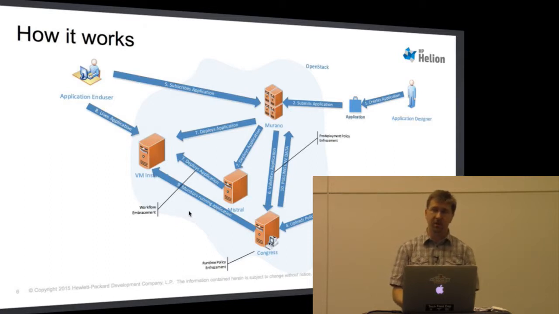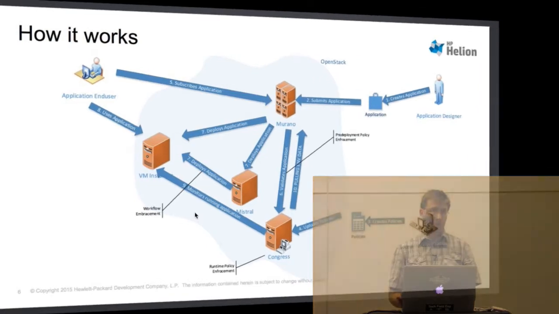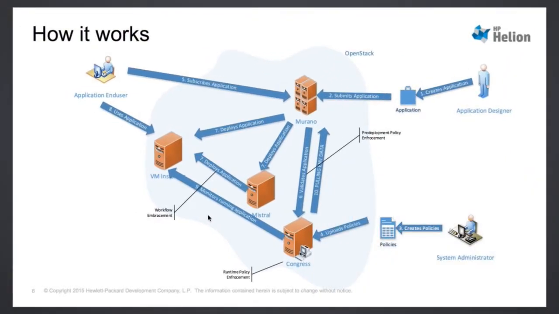Both of them are going to do their jobs. The application designer is creating application components and publishing them to Murano, which is on the top in the OpenStack cloud middle. The system administrator is creating policies, saying what has to be fulfilled in deployment and what has to be checked in runtime, and deploys them to Congress. So right now we have two necessary pieces deployed in OpenStack, and the user can come and try to deploy his environment using an application provided by the application designer.